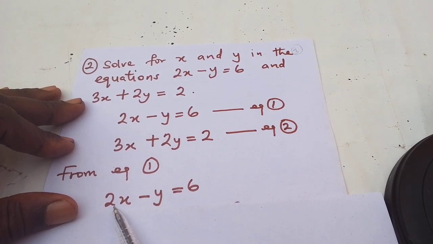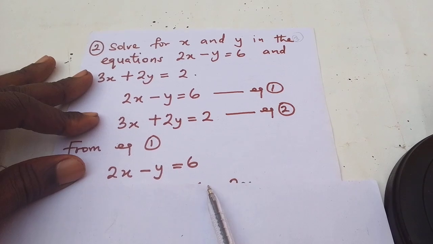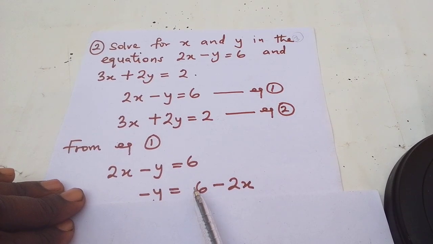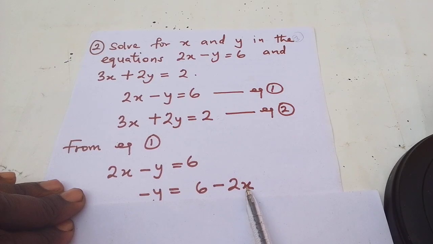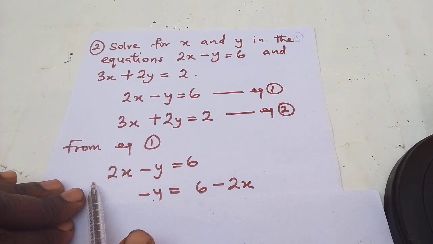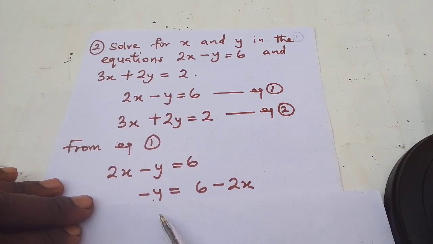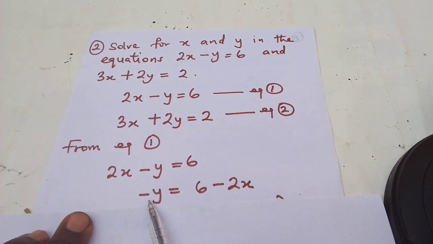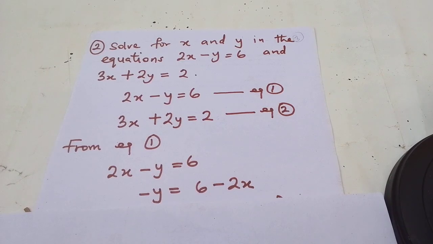So you will bring this 2x to come and join this 6. So that means I'm having minus y is equal to 6 minus 2x. When this plus 2x comes here, it will now be minus 2x. Now you are told to make y the subject of formula, not minus y. Then what are we going to do to make this minus y become plus? Let's multiply both sides by minus 1.